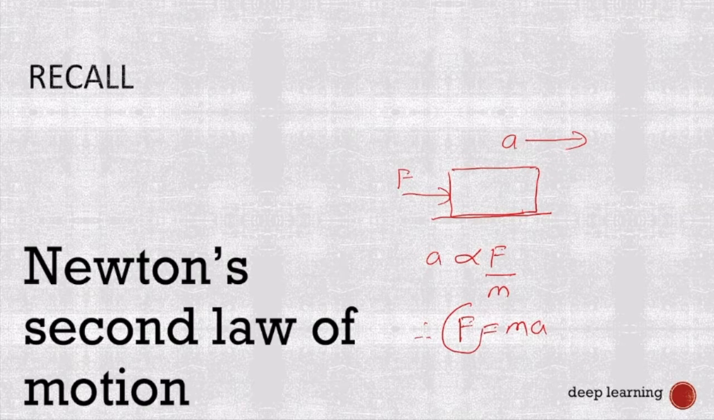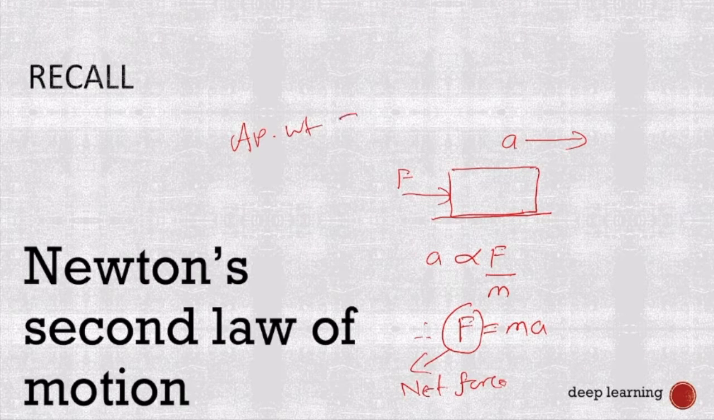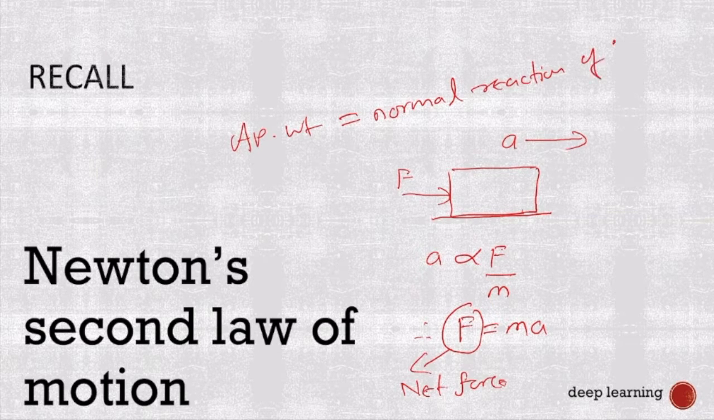Remember, F is the net force over here, and the motion of the body always takes place along the net force. This is the first thing. And the second thing which you need to remember is the apparent weight. Apparent weight is always equal to the normal reaction on the body. Remember these two things before proceeding further.